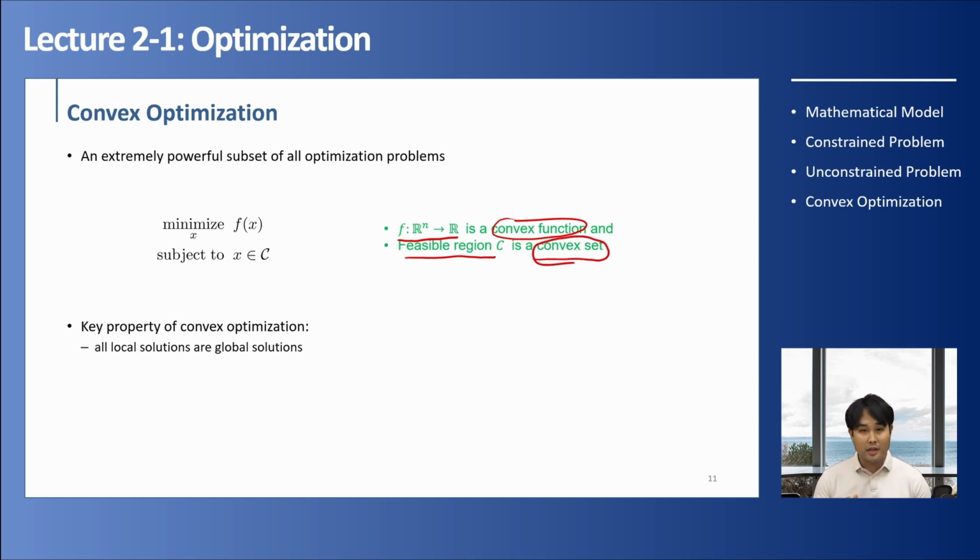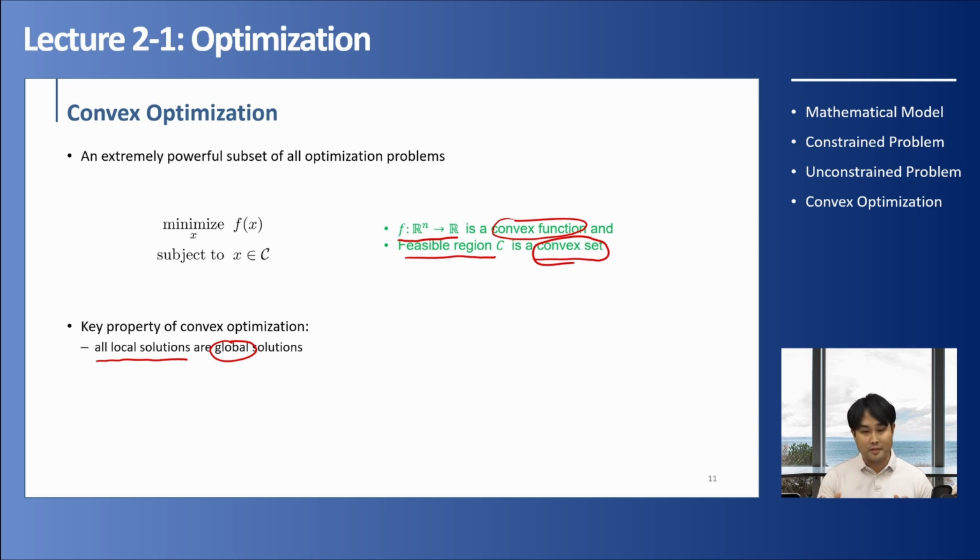And the reason why I said convex properties make it so much easier for us to solve optimization problems is because all local solutions can be seen as global solutions. So in other words, if we find a local optimum, we have a guarantee that we have found the global optimum, or simply the best choice among all possible choices.